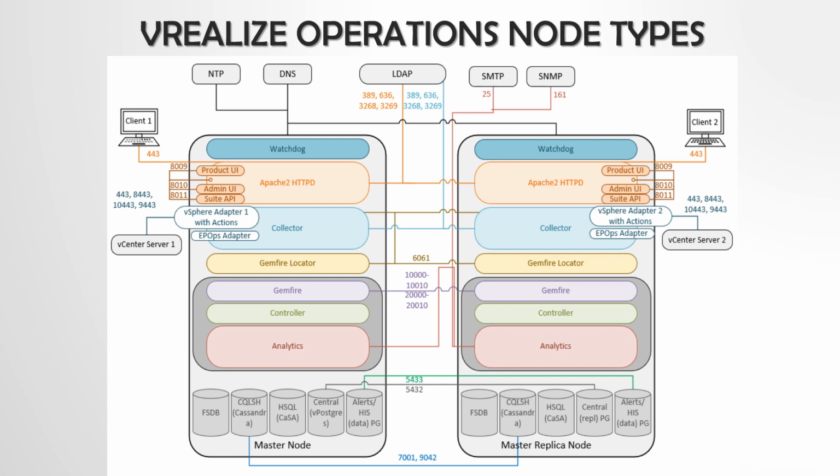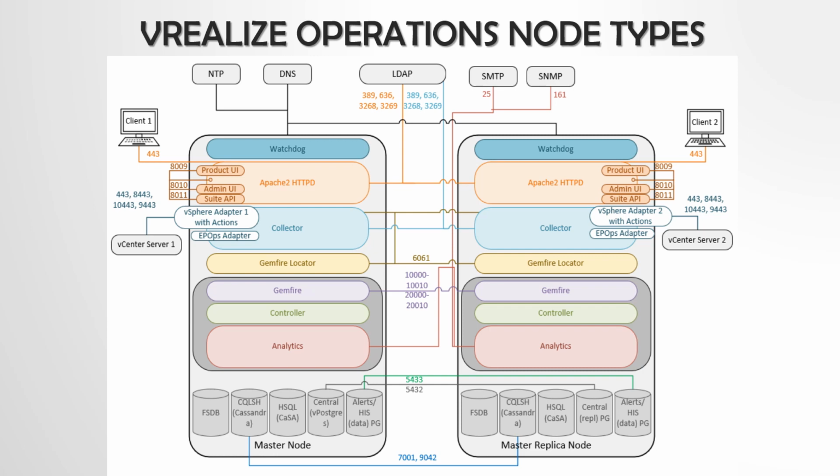Now this node is the first node that you are going to deploy, plus a single cluster can only have one master node. As you can see in the image, this node has all the components plus all the databases. Now this node also has some critical services running on it, which are the NTP server and the GEMFIRE locator. So let's begin with the first one, that is the NTP server.